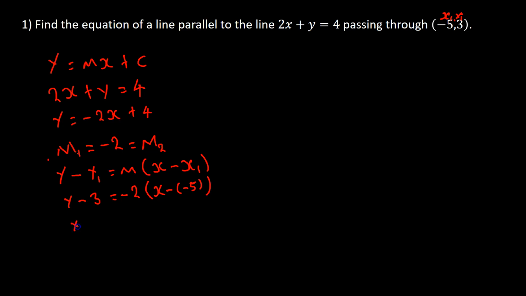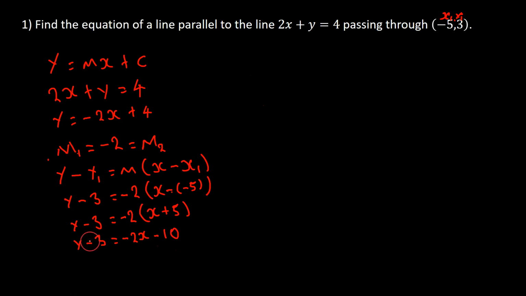So here we can write y minus 3 equals negative 2 times x, negative multiplied by negative is a positive, so you have positive 5 here now. Let's expand what we have in the brackets by multiplying this negative 2 throughout. We rewrite then y minus 3 equals negative 2 multiplied by x, which gives us negative 2x. And then negative 2 multiplied by 5 gives us negative 10.